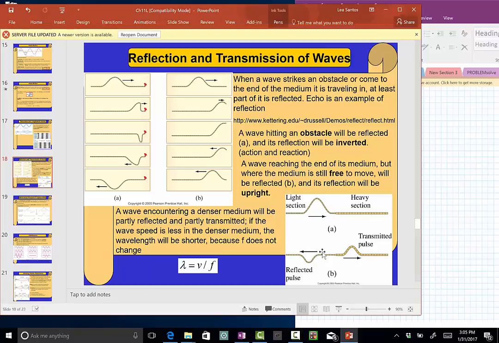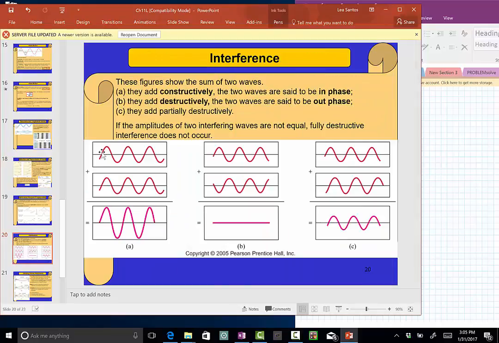Now let's continue with this idea. Instead of just having a pulse like this, we are going to have a continuous wave. We have a continuous wave propagating to the right and another continuous wave propagating to the left. When they meet, we want to know what happens. If they are completely in phase, they are tuned.